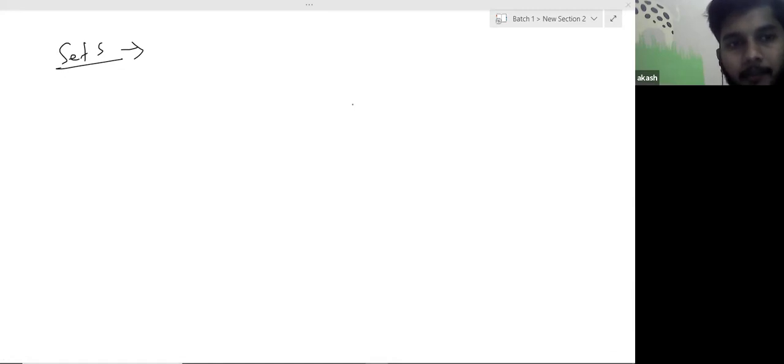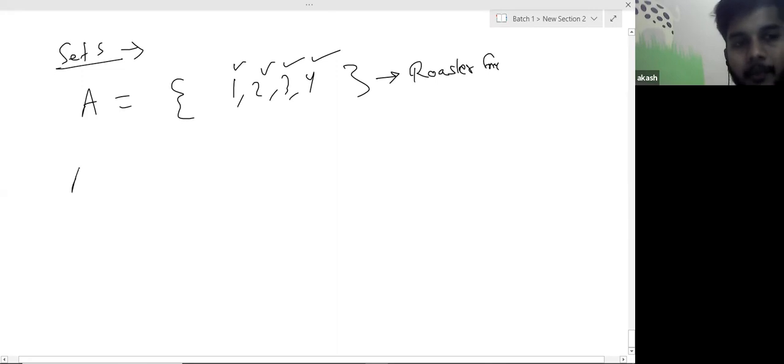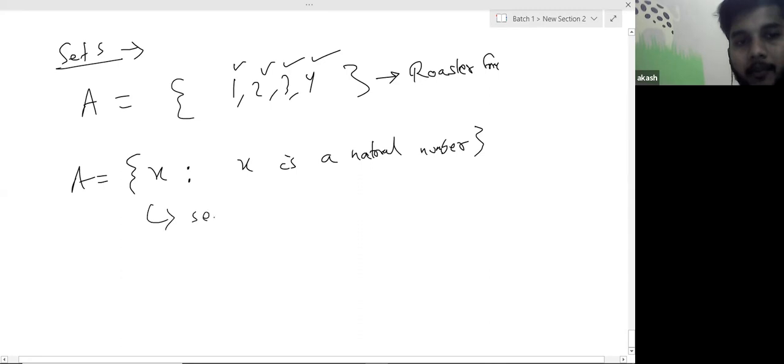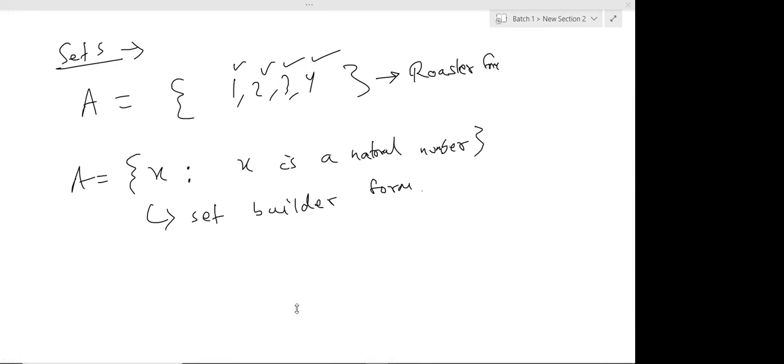A set is a collection of objects. You can write 1, 2, 3, 4 like this. These are called elements of the set, and this is roster form. And set builder form is: A is the set of all values of x such that x is a natural number. This is called set builder form. Is it clear? Remember, Gautam? Yes, sir. All right. And Aslan, are we clear?